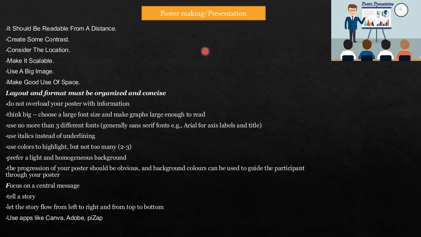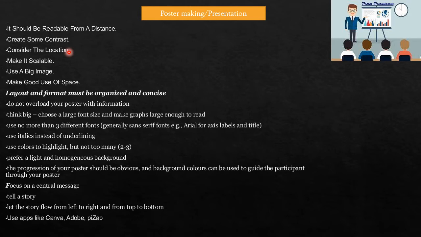Next is poster making and poster presentation competition. Of course, there should be contrast. You must know the location: if there is a graph, a picture, or content, which content should be present in which part of the poster. It should be scalable. See to it that the text and the images you are using are not blurred, not too small, and are legible enough for the audience to see. The layout and the format, whether it's an e-poster or a normal poster, has to be legible to the audience who's actually seeing the poster.